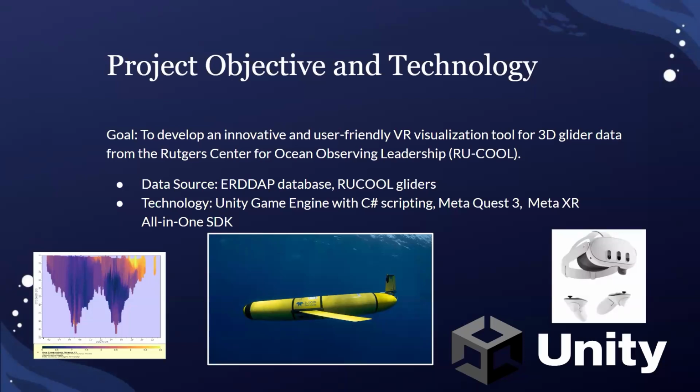So for the data, the physical sensors are on the RU Cool submarine, which is seen down here. It then transmits the data to a satellite, which then stores the data in a database down the road in the RU Cool Center. And then we pull from there to start visualizing our data. As for the visualization technology, we use the Unity game engine as well as the Meta Quest 3 for visualization purposes.